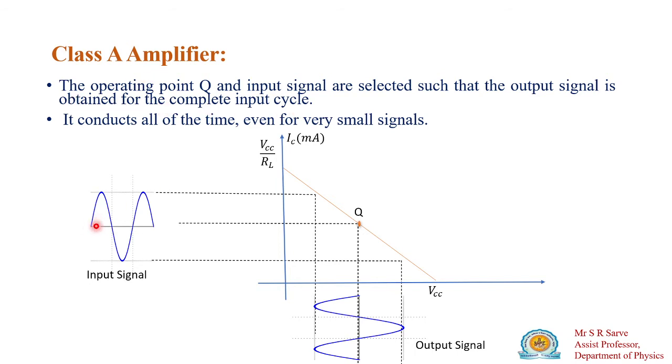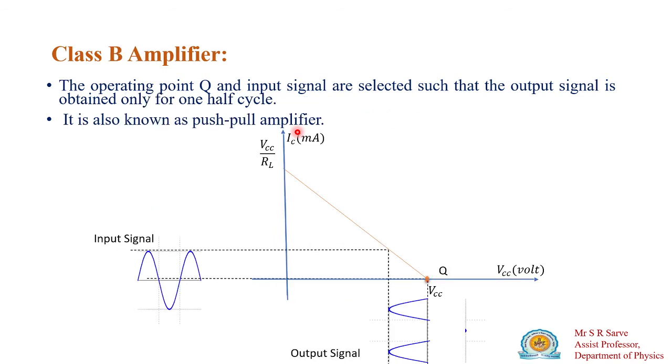Means we get output for the complete input cycle, and its strength is greater, so that is the amplified output. We get the complete input signal amplified, and the output also has the complete signal. That is known as a class A amplifier. It conducts all the time, and it can amplify very small signals also.